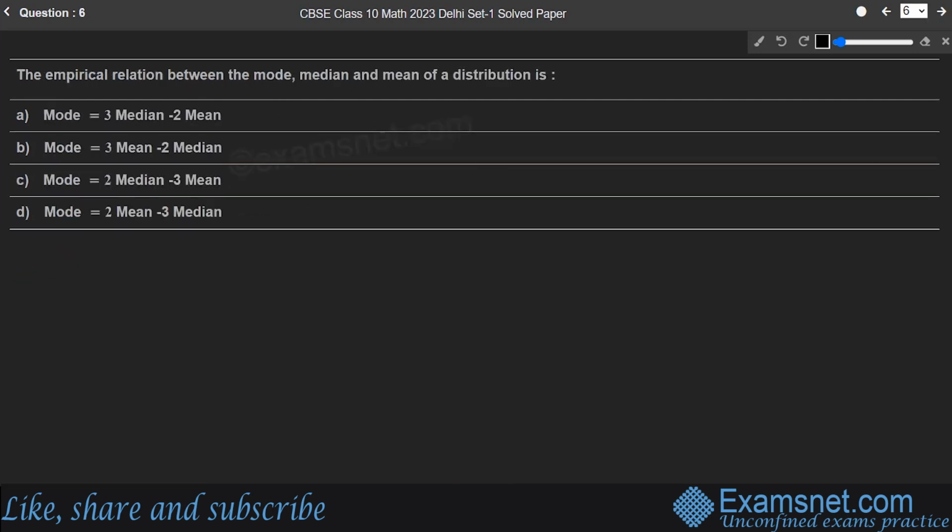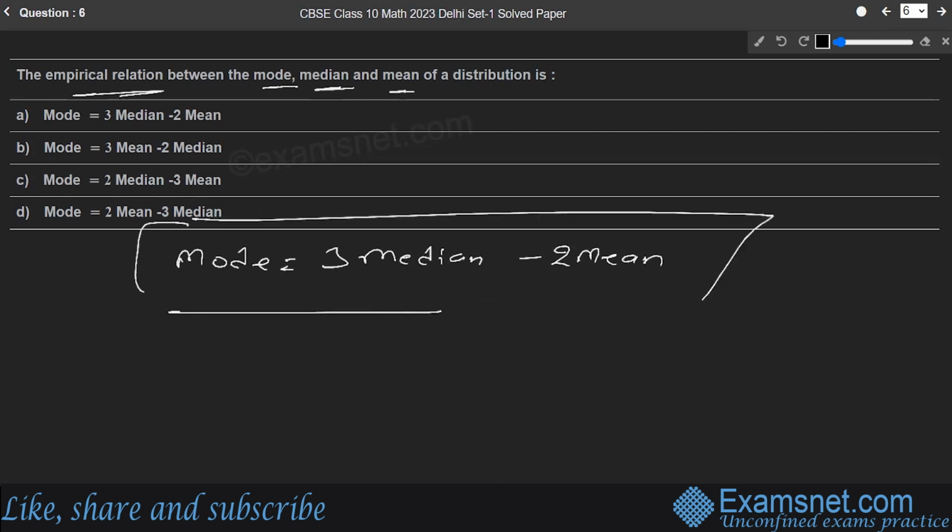Okay, let's go for the next one. The empirical relation between the mode, median, and mean of a distribution is. So there is a direct formula for this. The empirical relation between mean, median, and mode is nothing but mode is equal to 3 times the median minus twice the mean. That is the formula for the mode ultimately. So it matches option number A, 3 times the median minus 2 times the mean.